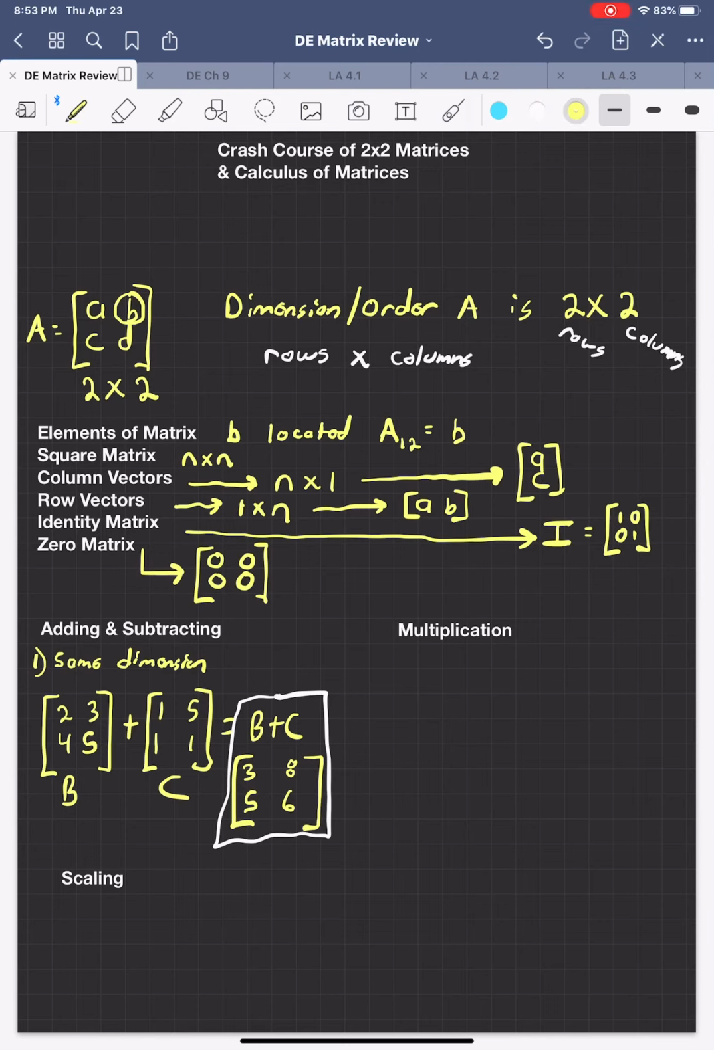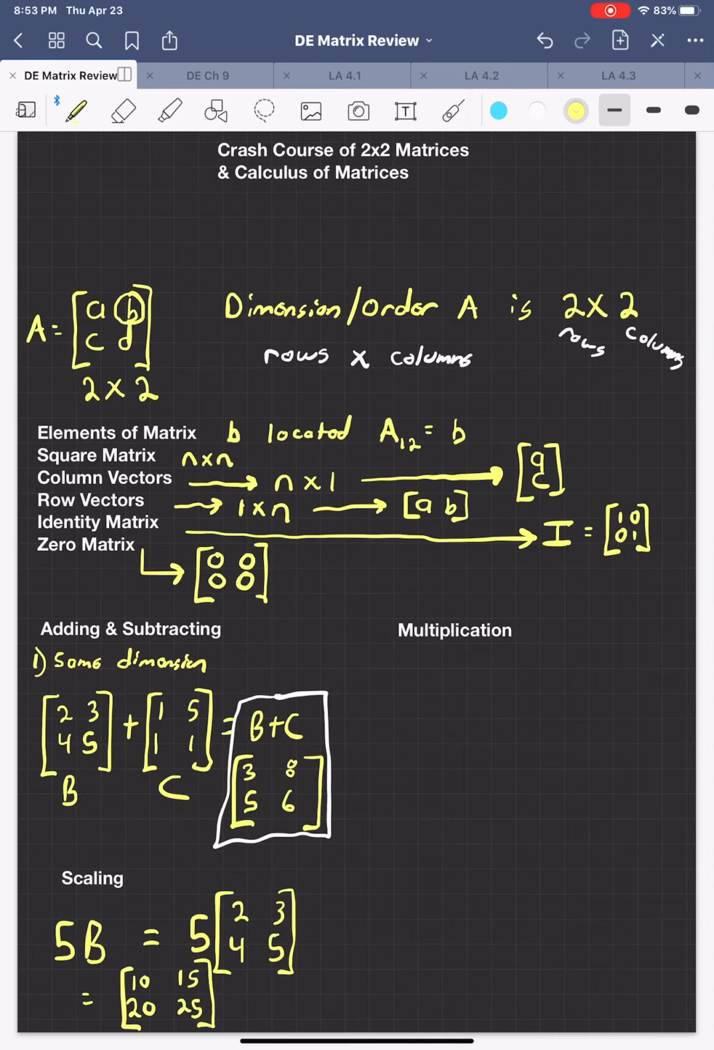I'll just go ahead and borrow matrix B. So if you wanted to take matrix B and scale it by 5, then the result would be the same as taking each entry in B and scaling each entry by 5, right? So the result is simply going to be 10, what do we got, 15, 20, 25. So that's how we scale a matrix.